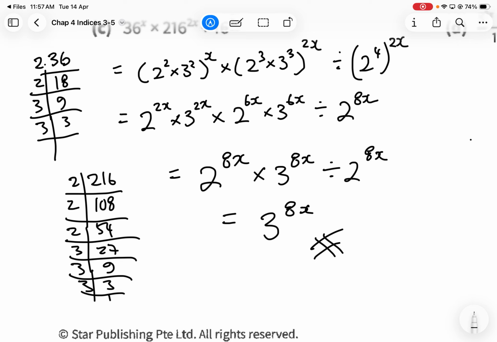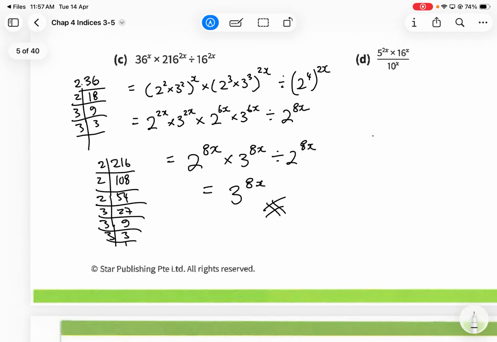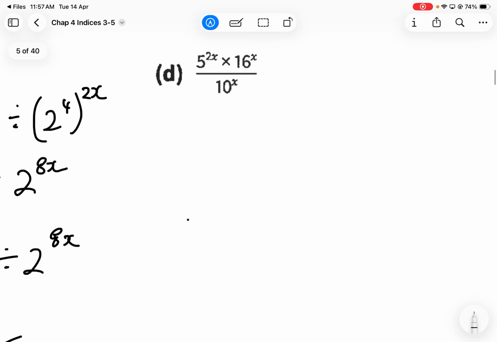How, Dalisha, follow? Okay, this one more difficult already. Usually you don't need to be able to solve this one. Okay? Okay.